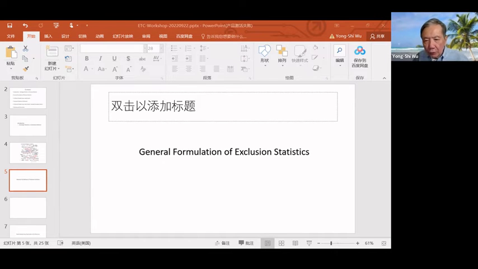Also, we allow mutual statistics, namely the presence of the j-th particle may affect or decrease the number of available single particle states for the ith species. Okay. However, we can easily go back to the usual fermions and bosons.